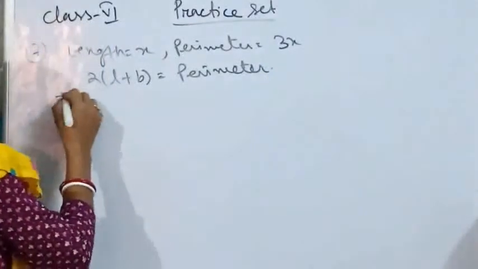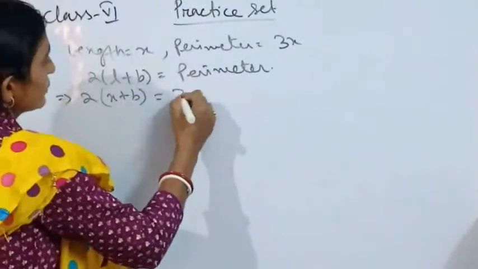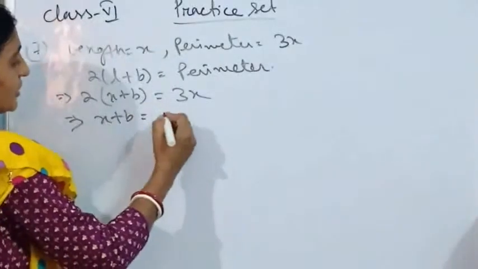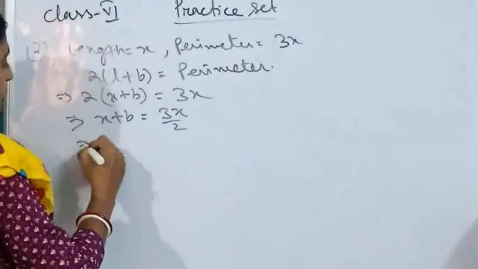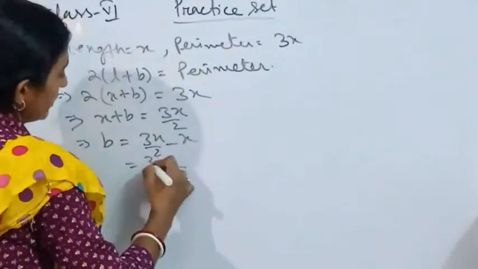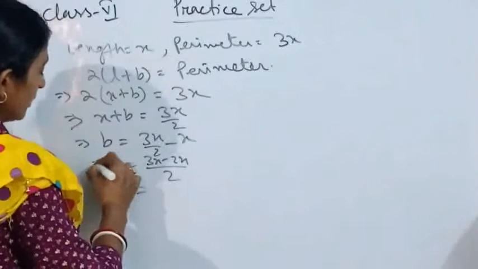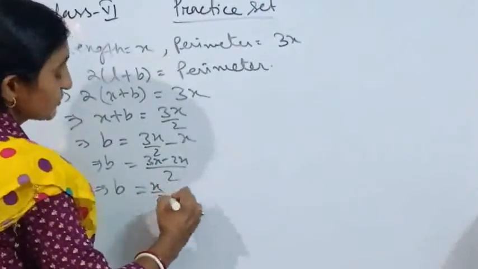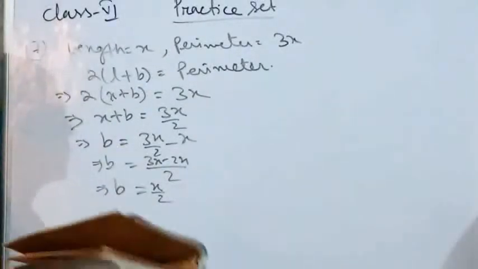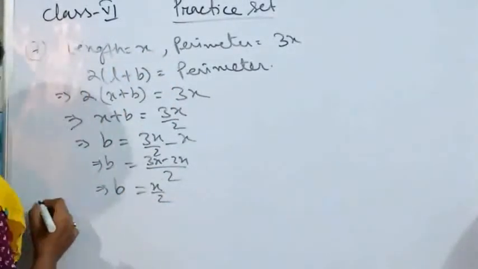So here, in place of length we can write x, and the perimeter is equal to 3x. So x plus b, that means length plus breadth, equal to 3x by 2 we can write. So breadth is equal to 3x by 2 minus x. So what we are getting here is (3x minus 2x) by 2. So ultimately, breadth is equal to x by 2. Yes, that's what we have found out. Now you have been asked to find the ratio between the length and breadth. Here the length is x and breadth is x by 2.